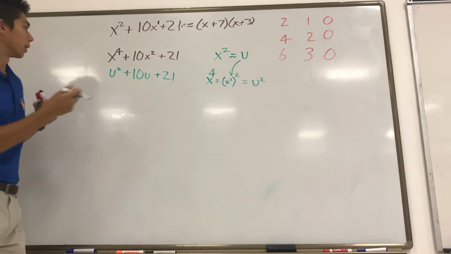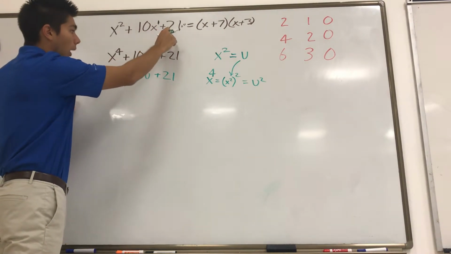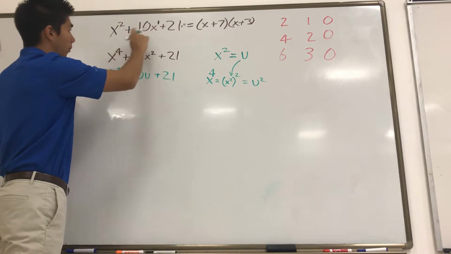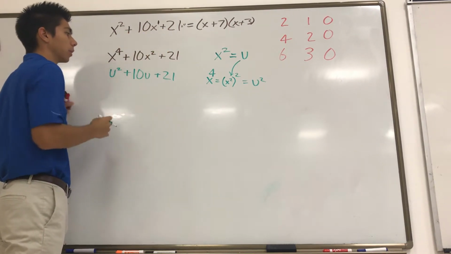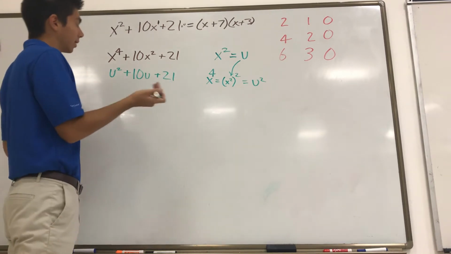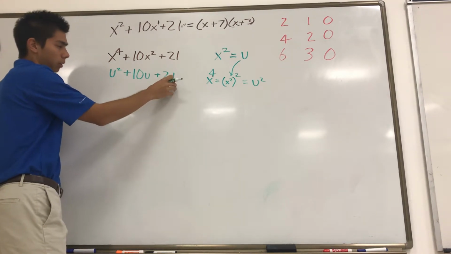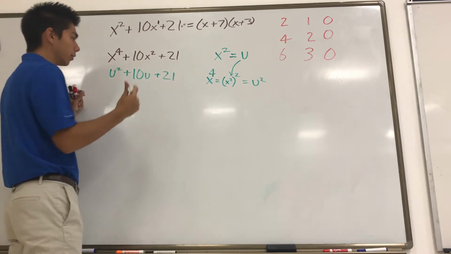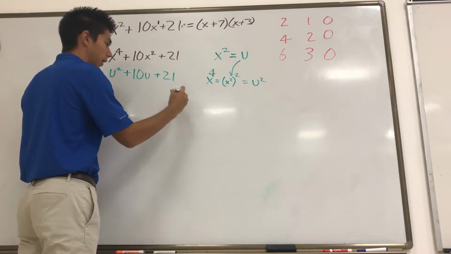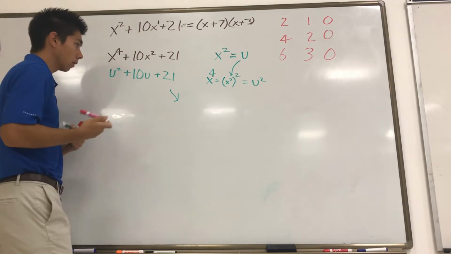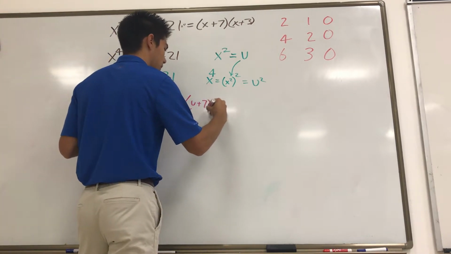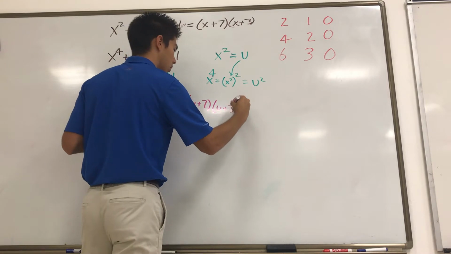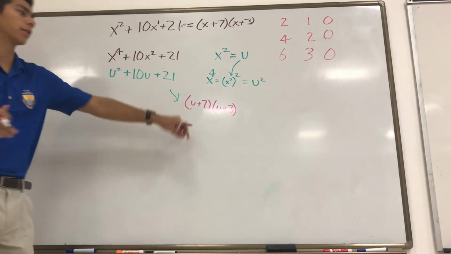You should see this and think, oh, I just did something like that up here. x squared plus 10x plus 21 should factor the exact same as u squared plus 10u plus 21, and it does. Again, I need two numbers that multiply to 21 and add to 10, and we already did that. So this factors into (u plus 7)(u plus 3). Okay, so we factored this.